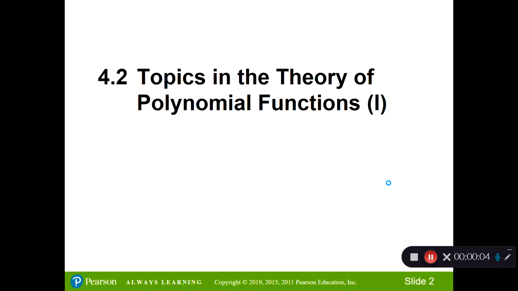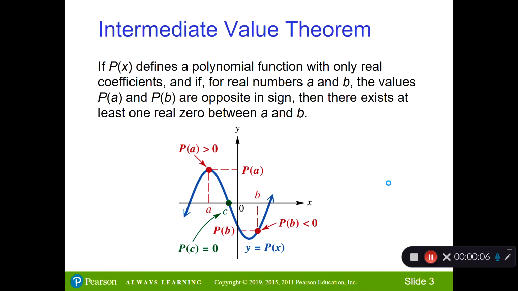All right, let's talk more about polynomial functions. First of all, we have the intermediate value theorem, which says that if I'm dealing with a continuous function, and I have a positive value for some x input and a negative value for a different x input, then somewhere in between those, that continuous function must cross the x-axis. So it must have a 0 in between the a and the b.